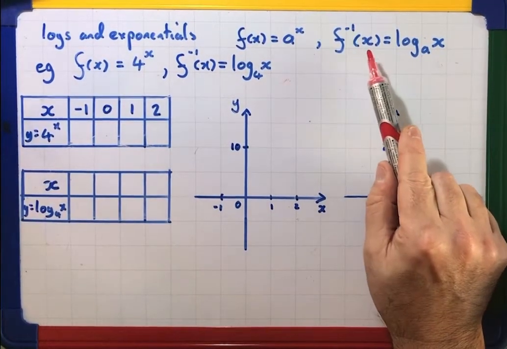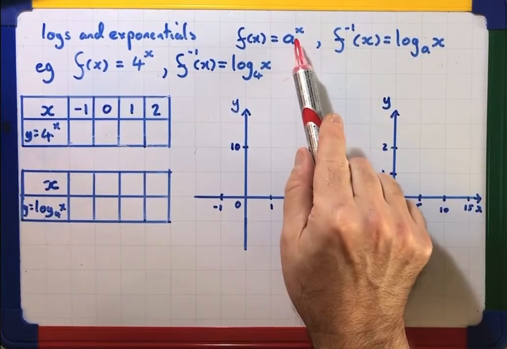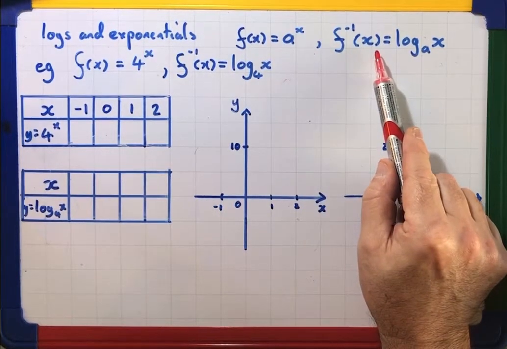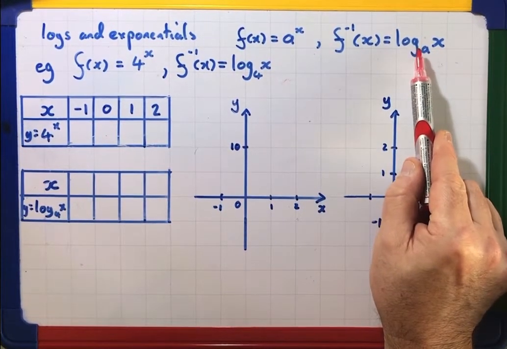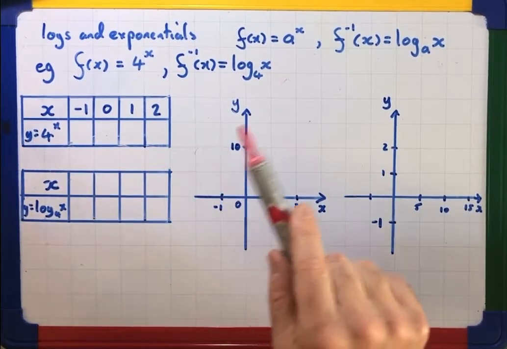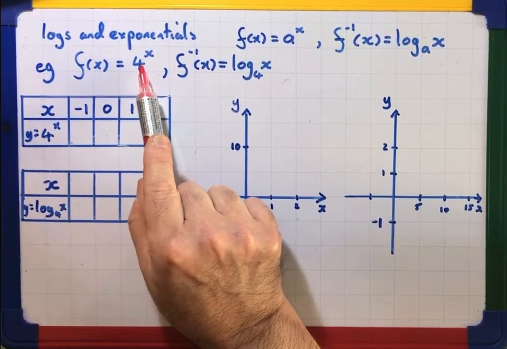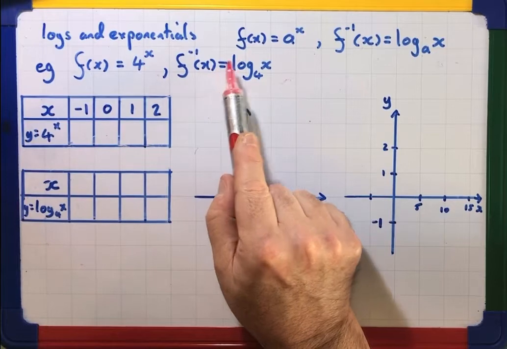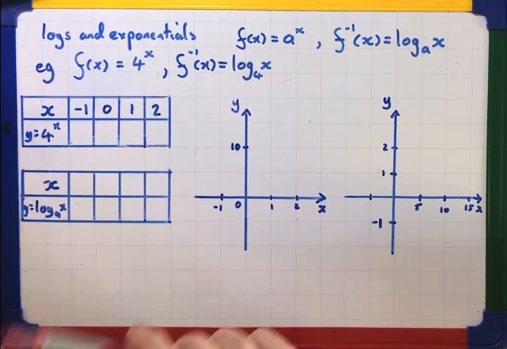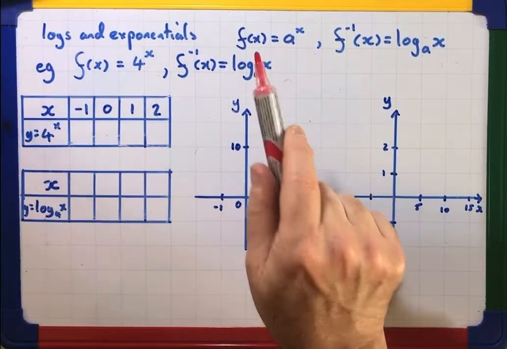If you remember back when we had a brief look at these earlier, the inverse of an exponential, the inverse function, is log. So it'd be log to the base a of x. So if we've got 4 to the power x, then the inverse of that would be log to the base 4 of x.